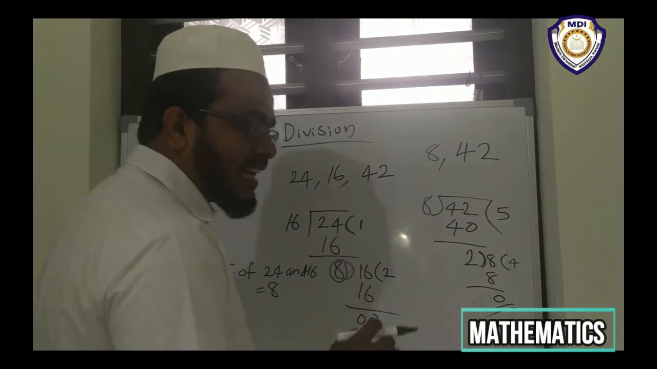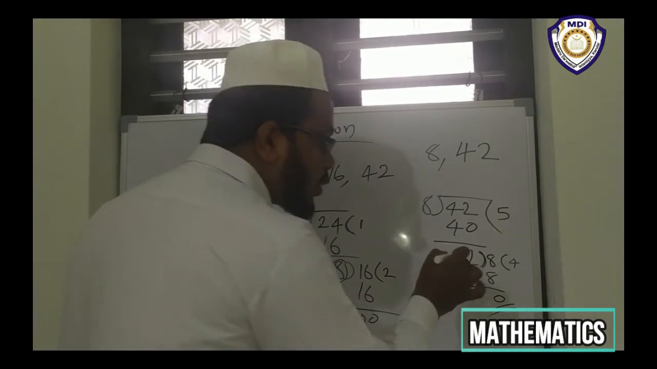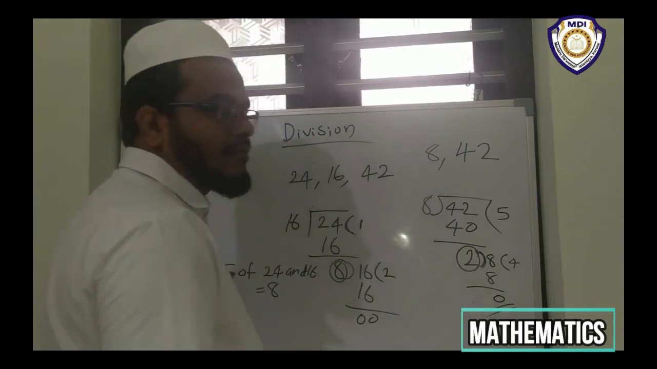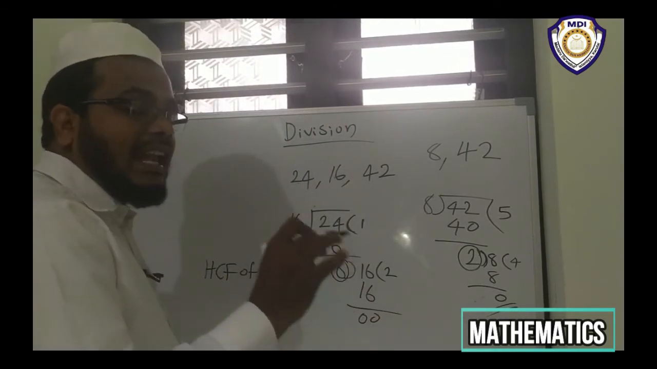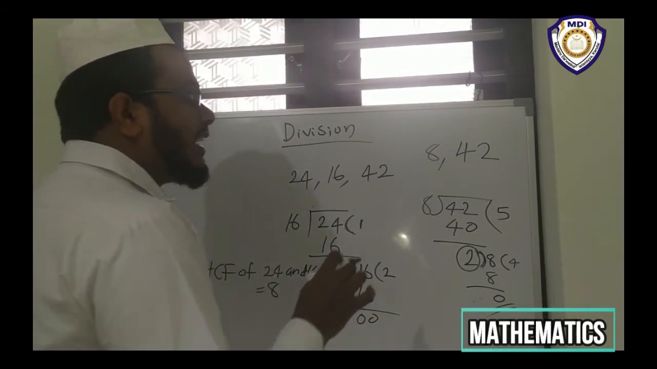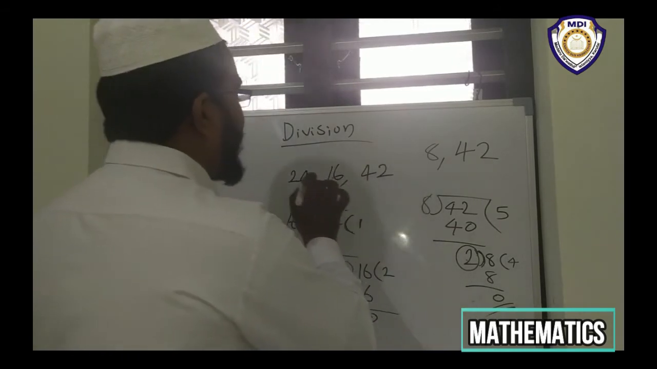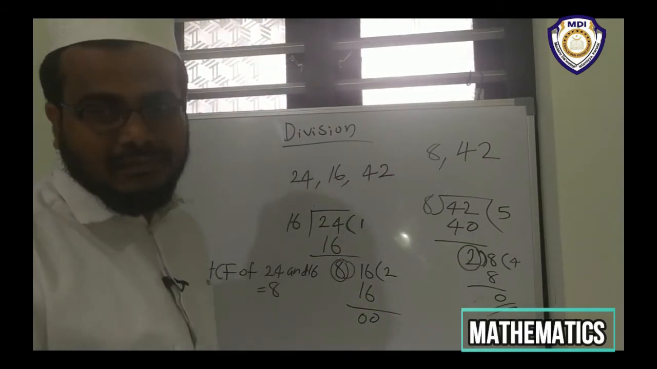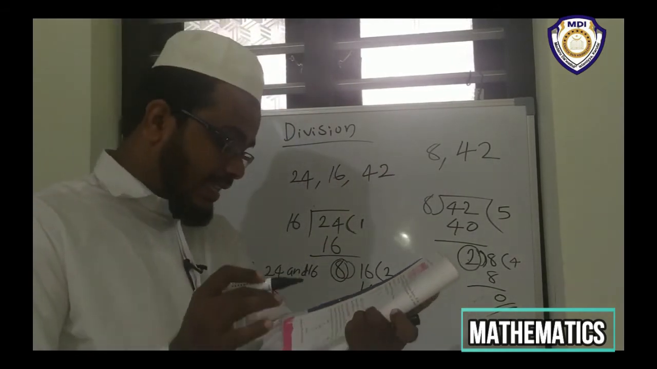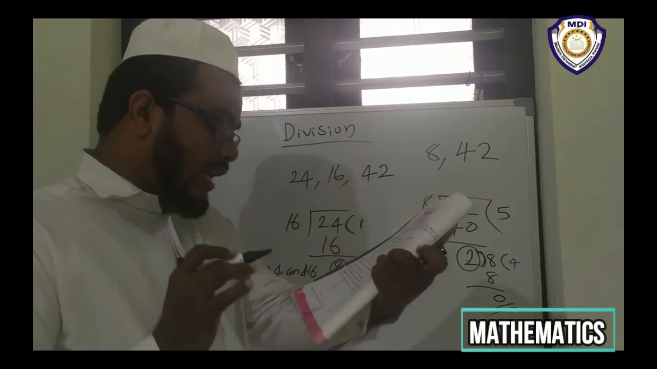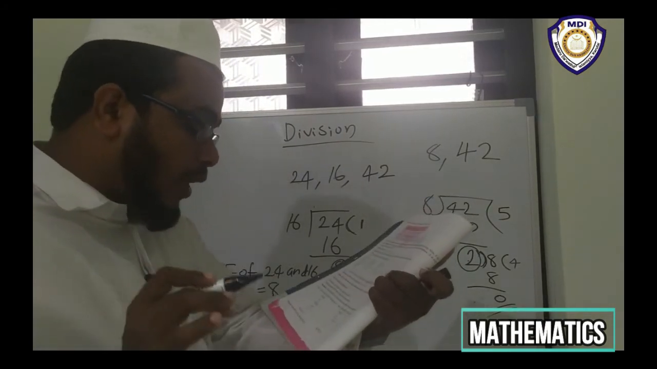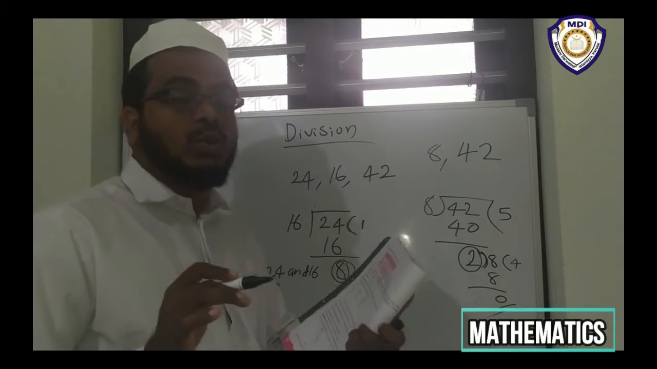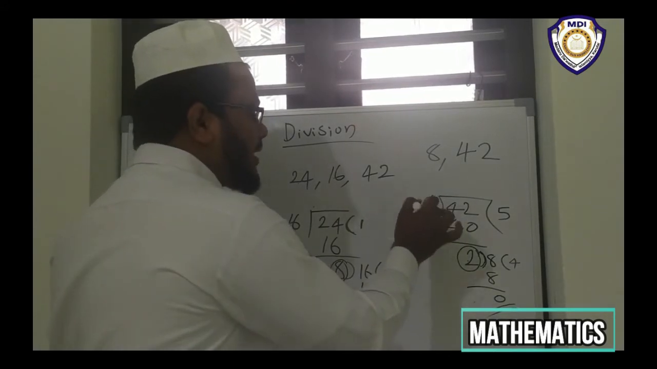Then what is here? Dividend, HCF 2, the last divisor. The last divisor is the HCF. This is the HCF of all these numbers. Therefore, the HCF of 24, 16 and 42 is 2.